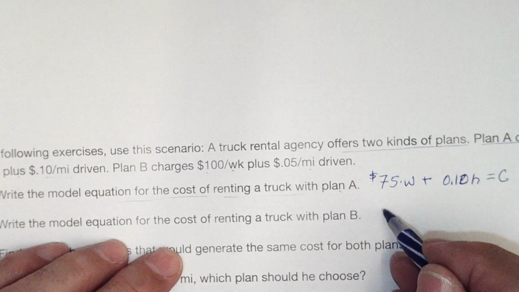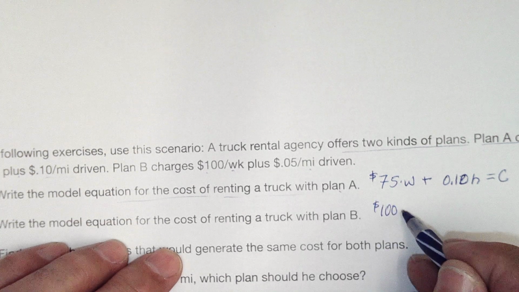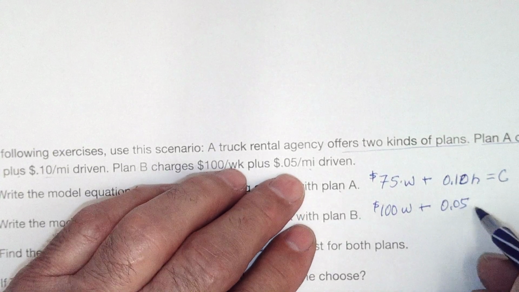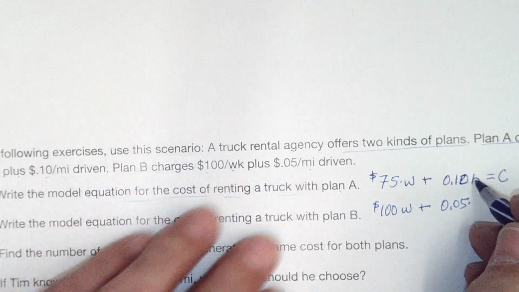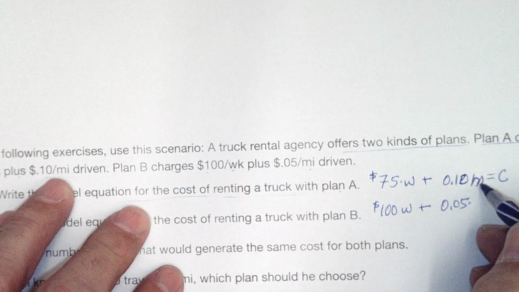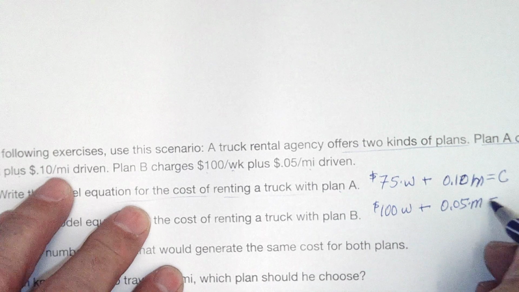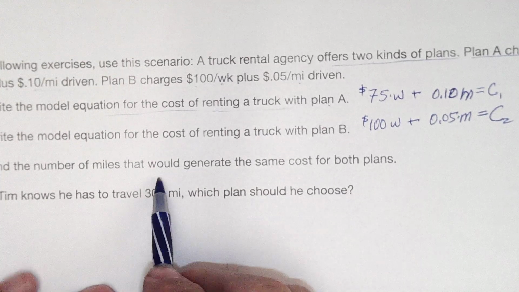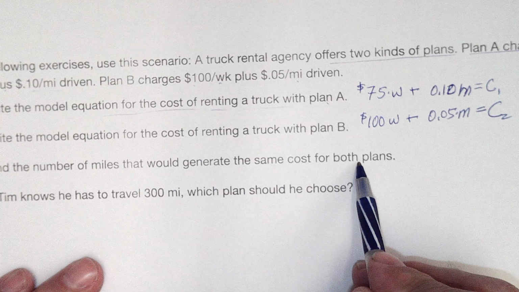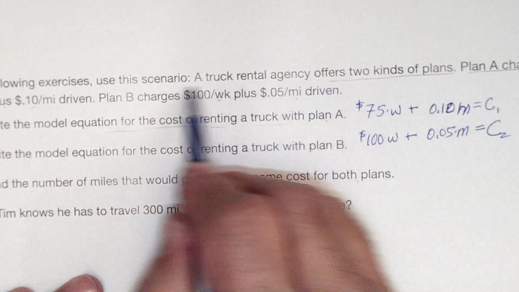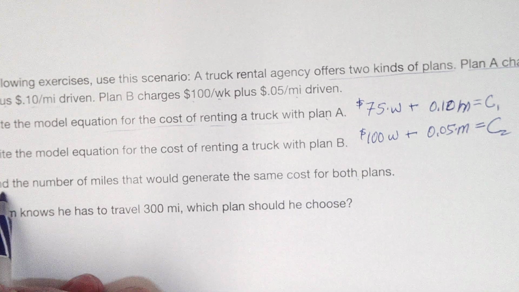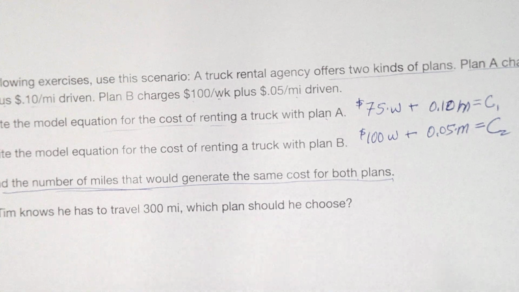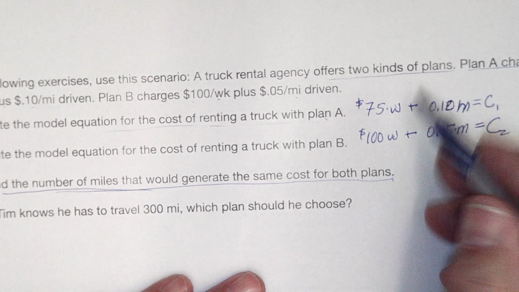Plan B is going to be $100 times the number of weeks plus $0.05 times the number of miles. I'll just call that M. That's the cost on the second plan. Now, they kind of leave something out here. What's the number of miles that would generate the same cost for both plans? Well, we'd have to assume for just 1 week or less.